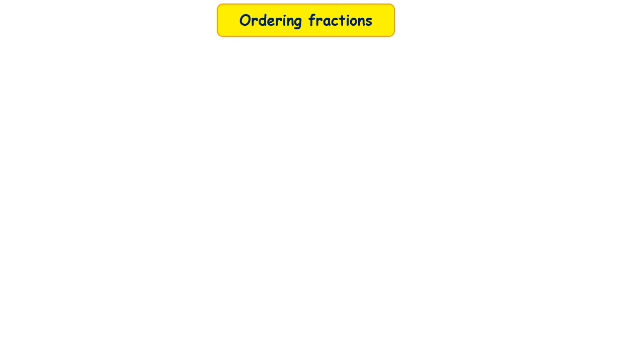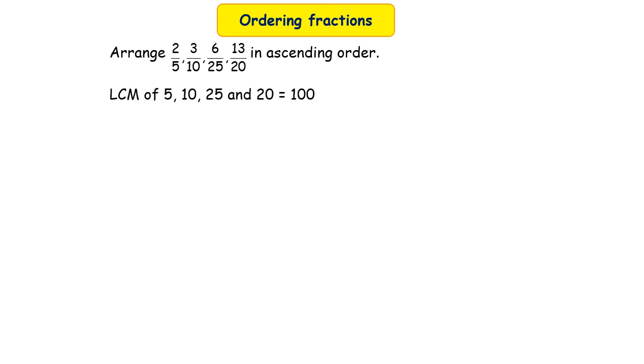In the same way you can order fractions. Suppose you want to arrange some fractions into ascending order. The first step is to make them like fractions. Until they are like fractions, you can't compare them. Okay, so let's make all the denominators the same. Then they will become like fractions, right?